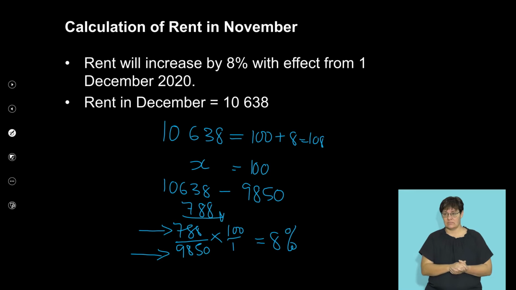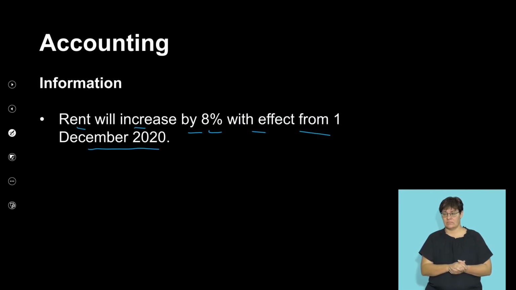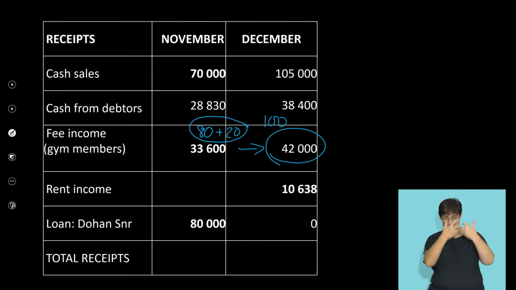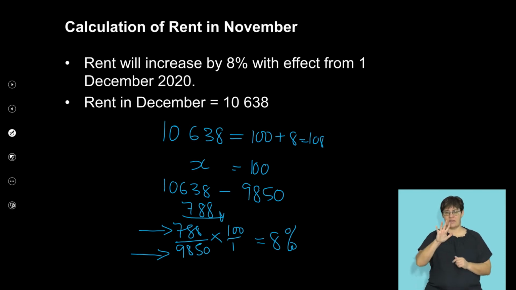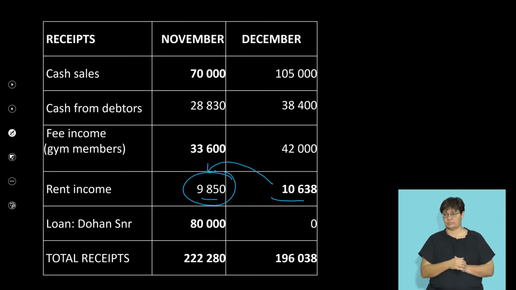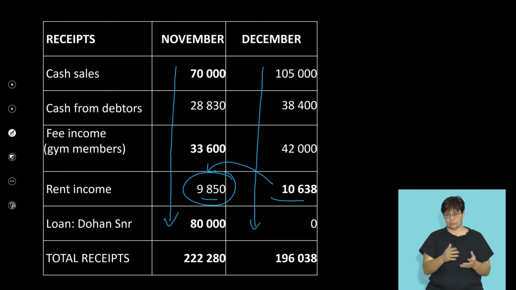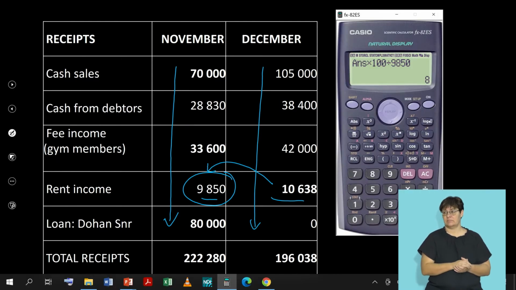Okay, if we go back, we now have fitted in all the figures that we needed, right? So we've got our rent income, which we calculated to be, where was my rent income? 9850. There's the 9850. All that we do now to complete our receipts section of my cash budget is we add all the components. Can you see that? You add all the components. And here you go, you add all the components. Let's do that.